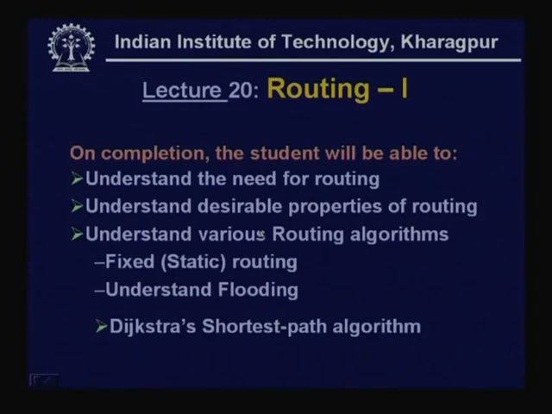And on completion of this lecture, the students will be able to understand the need for routing. They will understand what is routing, and they will understand the desirable properties of routing. Then they will understand various routing algorithms such as fixed routing and flooding, and also, as I mentioned, the shortest path algorithm, and they will be able to find a shortest path from a particular source to a destination in a switched communication network based on this algorithm.